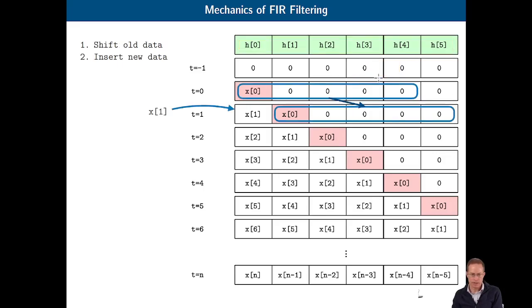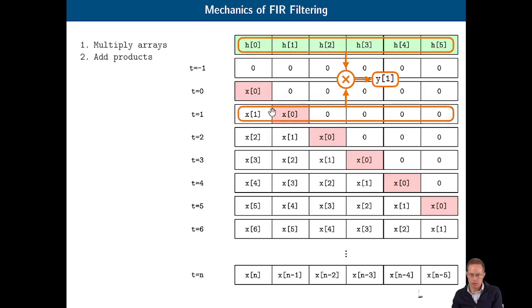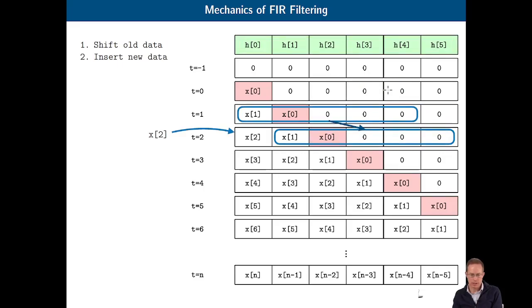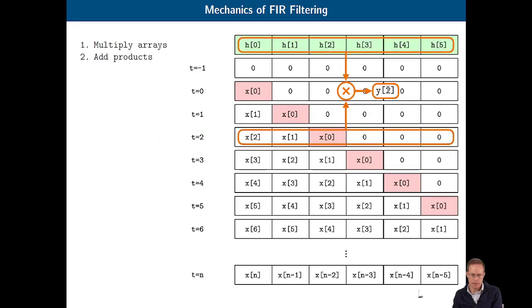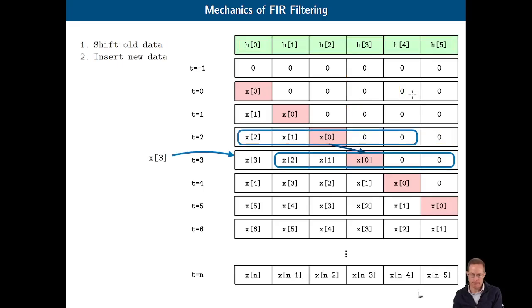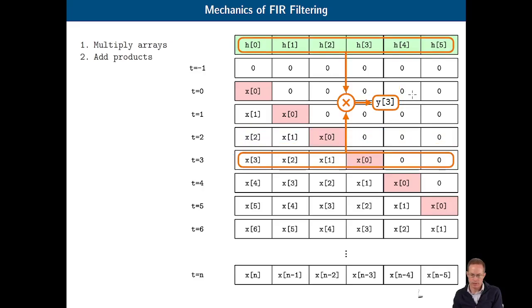And we repeat that process over and over again. We shift these values over to the right in the data array, shift in the new value, x1, and then we multiply the impulse response times the data, add all the values up, and we get our scalar output value, y1. And this process just repeats. We shift and insert the new data, and we multiply the arrays together and add the products. And we just keep repeating this process over and over.